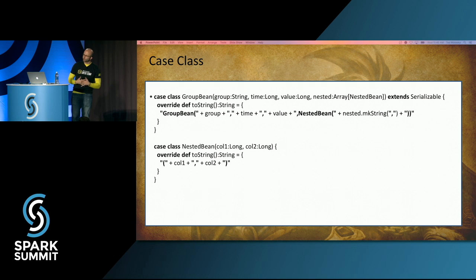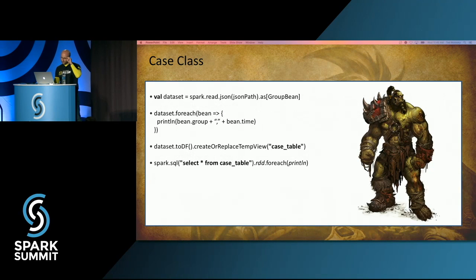Last one we'll go over is a new one with data sets. And it's this idea of using case classes. So here we have a group bean and a nested bean. And our group bean contains our nested bean objects, right? And we can read that same JSON in, and now we can say as a group bean. And now we can have compile time stuff like .group and .time. Whereas before, if we had rows, we had to say get as string, and then you would have to put the word group in there to get the value out. And you wouldn't know if you ran into a problem until runtime, right?